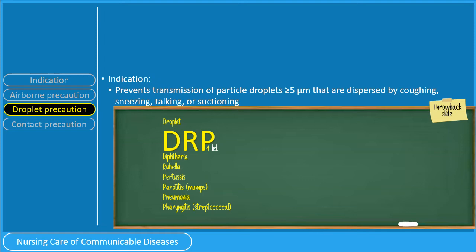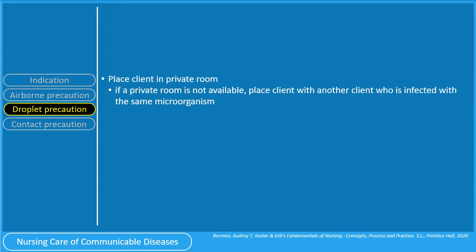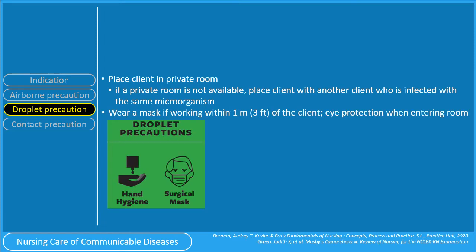pneumonia, and pharyngitis. Place client in a private room, and if a private room is not available, place client with another client who is infected with the same microorganism. Wear a mask if working within 1 meter or 3 feet of the client. Eye protection when entering the room is also recommended.